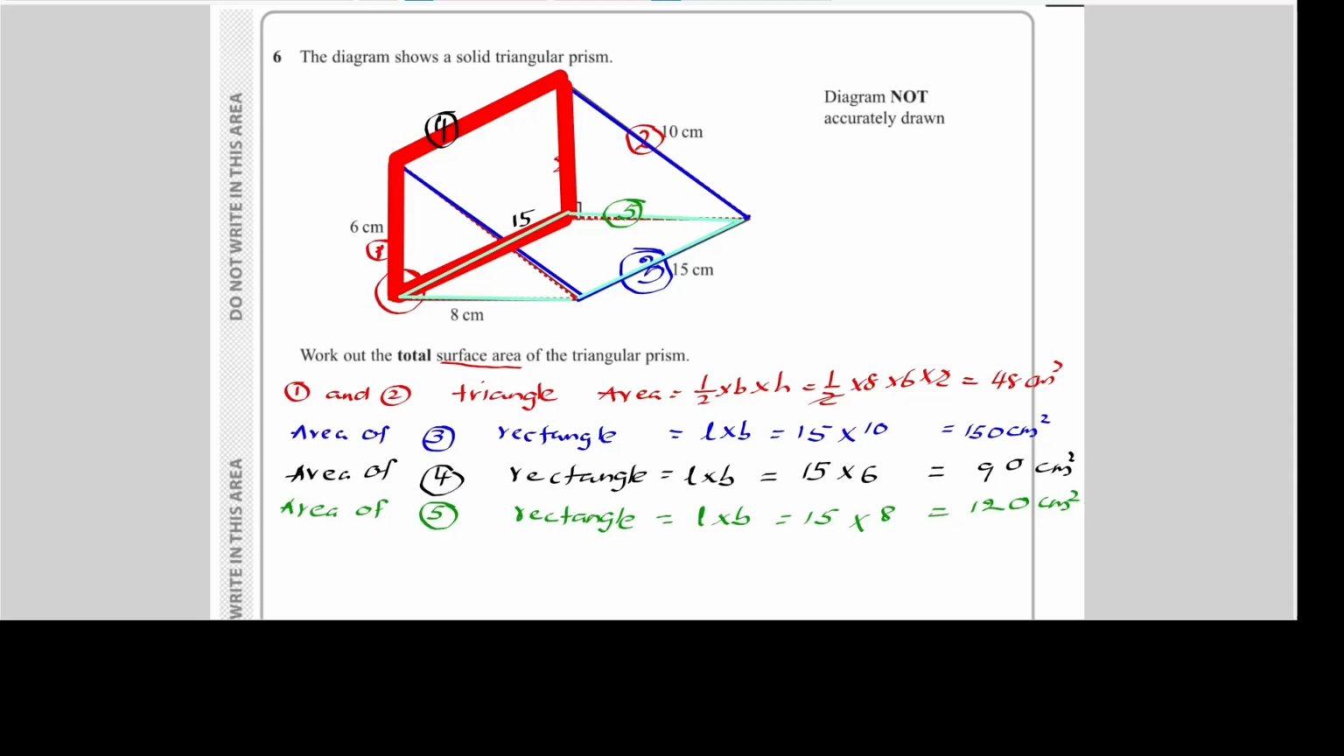Now let's use the calculator to sum it up. So 48, 150, 120, 90 equals 408. So we are getting the sum as 408 squared centimeter.